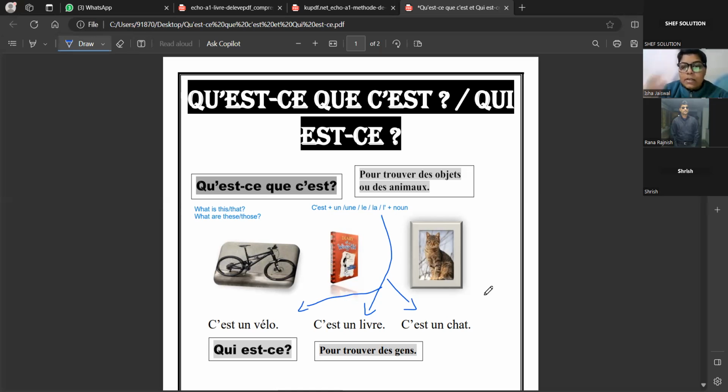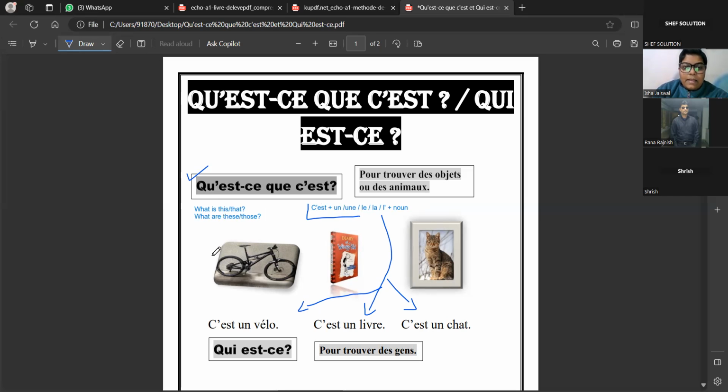Bonjour, Shirish. I just started this topic, qu'est-ce que c'est and qui est. This qu'est-ce que c'est is used to ask about anything except people. It means what is this, what is that, what are these, what are those, and to answer it, this is the sentence formation that we use: c'est plus un, la, l apostrophe, and the noun.